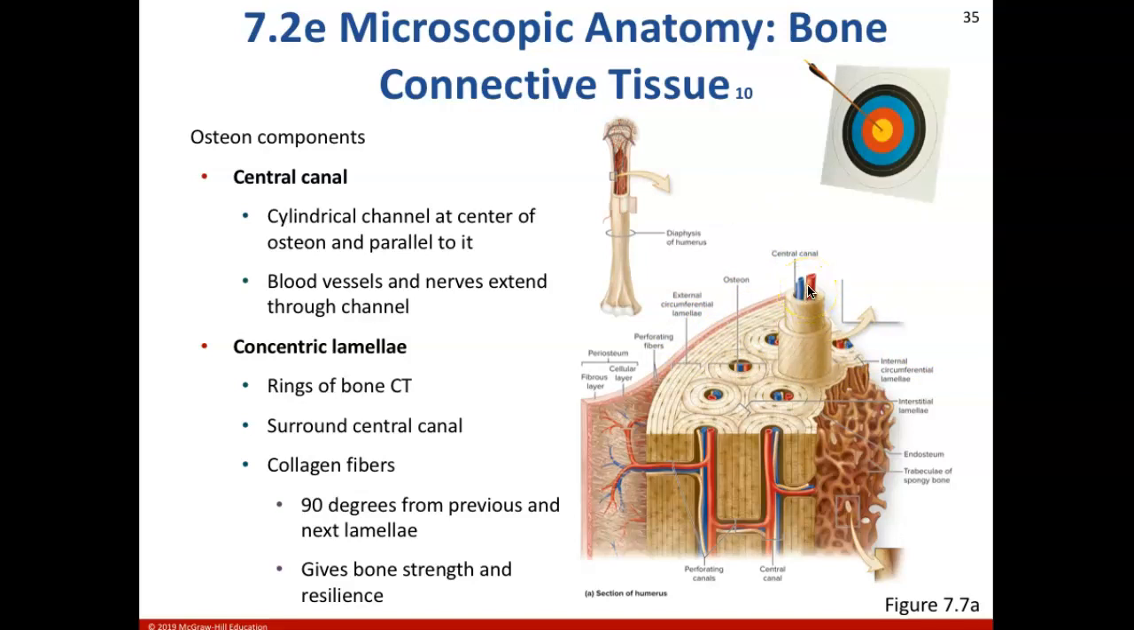If you look at the outside of that central canal, you'll see these concentric rings, and these are called concentric lamellae. These are rings of bone connective tissue that surround that central canal, and consist of collagen fibers. These are at 90 degrees from the previous and the next lamellae, and it gives the bone strength and resilience. So you can kind of see the structure of the lamellae in here.